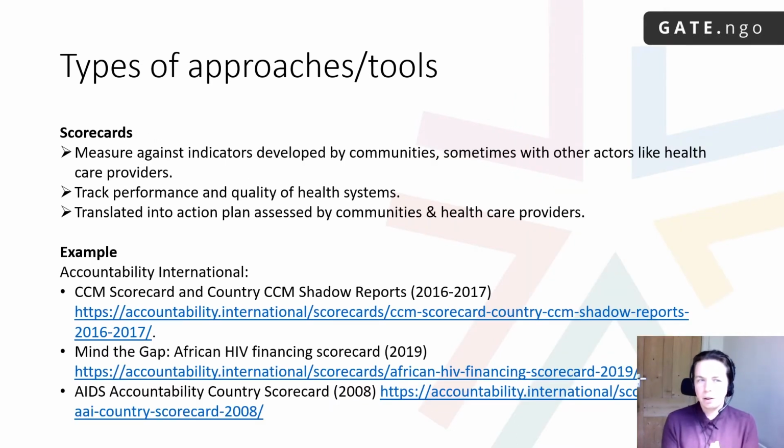Next, we have scorecards, and these measure against indicators developed by communities, sometimes with other actors. They could be healthcare providers, for instance, and they're focused on tracking the performance and quality of often health systems. And they can translate into action plans when they've been assessed by communities and healthcare providers. A great example is Accountability International's country CCM shadow reports and scorecards, Mind the Gap African HIV financing scorecard, and their country accountability scorecards as well.